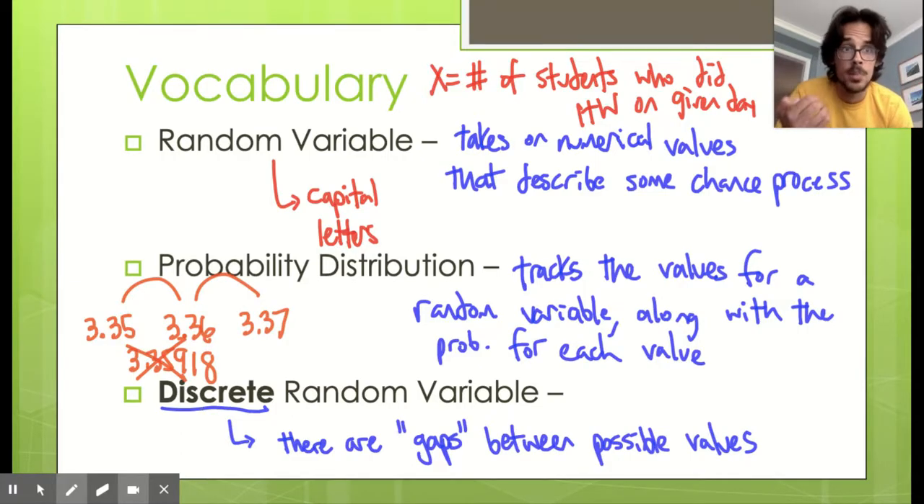Time, if you're timing something, would be another. It's just a matter of how precise you want to be. But this section, 6.1, is going to focus primarily on discrete random variables, which are going to be variables that have those gaps in between.